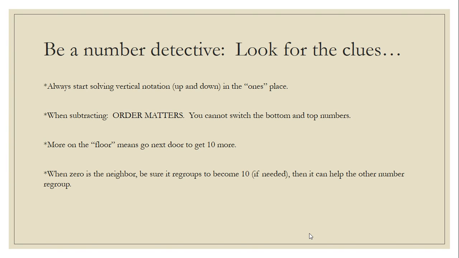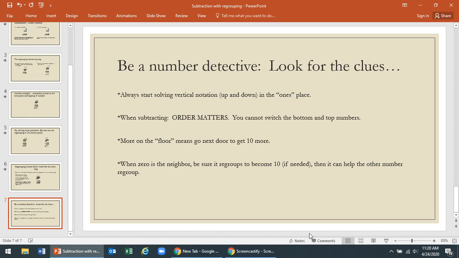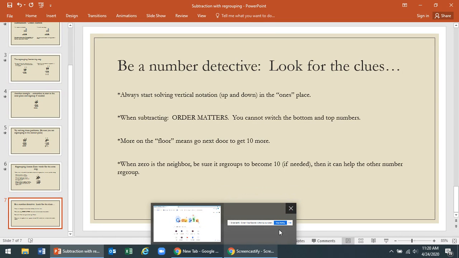When that 0 is the neighbor, be sure it regroups to become 10 if you need to. Then it can help the other number regroup. Now you are ready to start subtracting with regrouping.